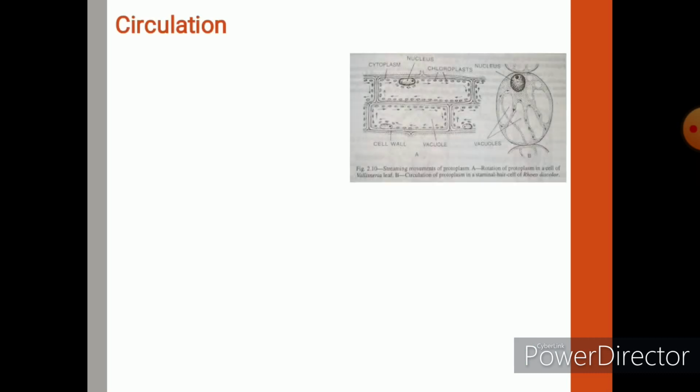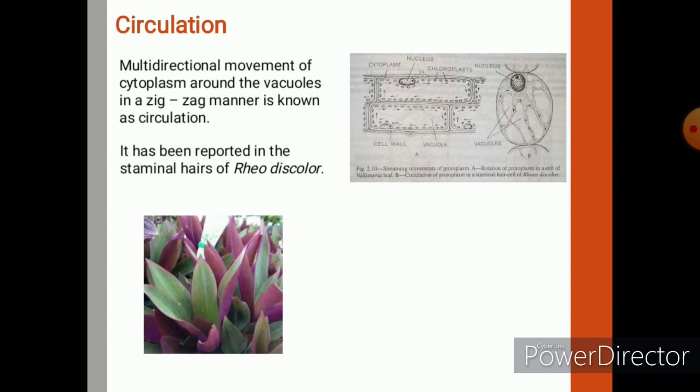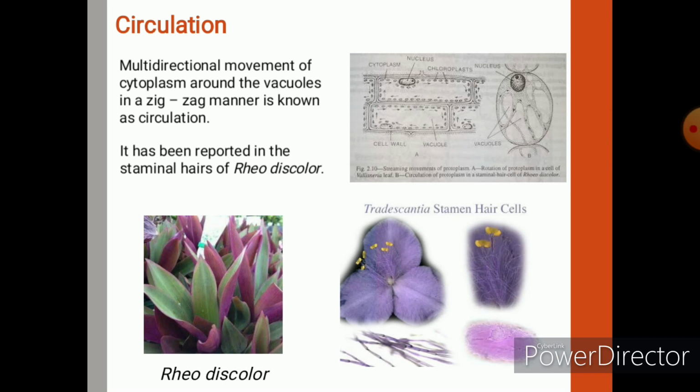Another movement of cytoplasm is circulation. Here the cytoplasm moves in a multidirectional way in a zigzag manner. We can observe this type of movement in staminal hairs of the Rhoeo discolor plant.